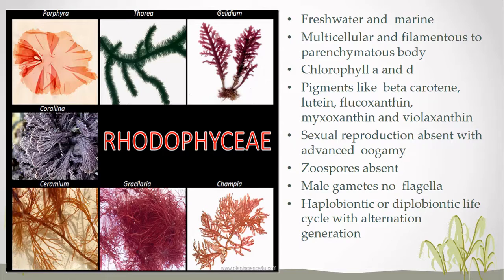So, zoospores absent. So, they first grouped together as one because of these characters. Male gametes, no flagella. So it doesn't matter if it's green or red, but under the characteristics of Rhodophyceae, these are the general characteristics that make them similar within the genus. Okay, haplobiontic or diplobiontic life cycle in their alternation of generations.